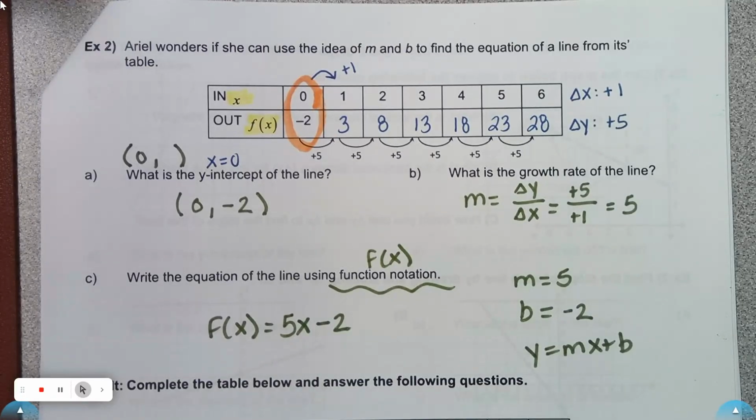Okay, so for the try it at the bottom, I would like you to pause the video. I would like you to try it by yourself. And then when you feel like you got it, I'll show you the answers. And then you can compare yours with mine.